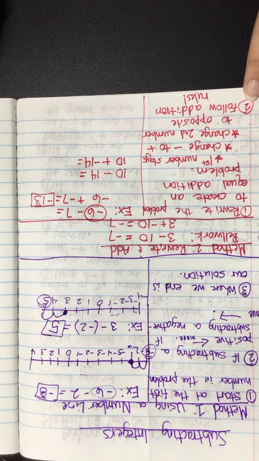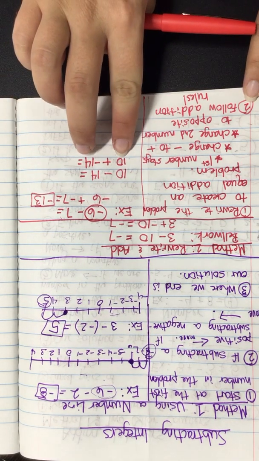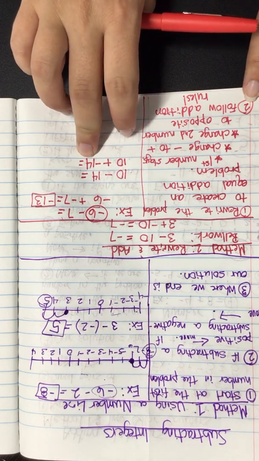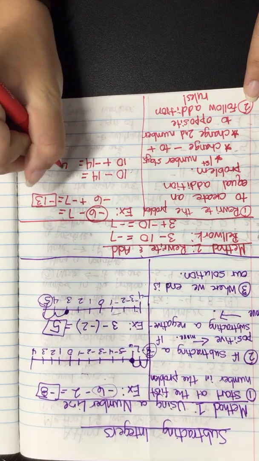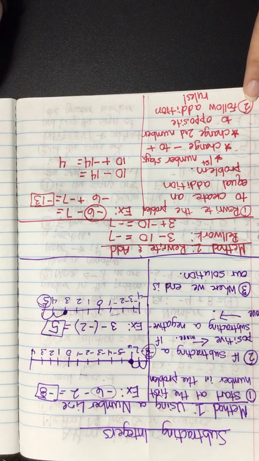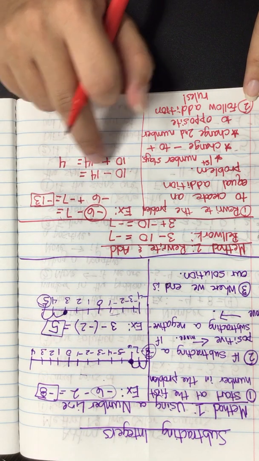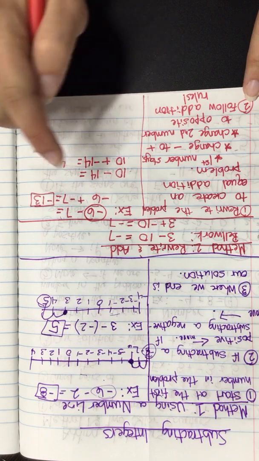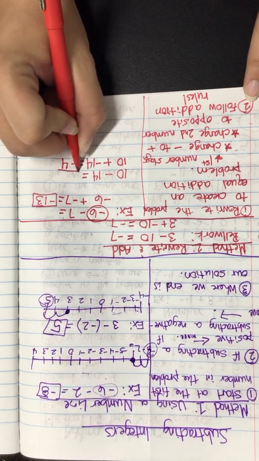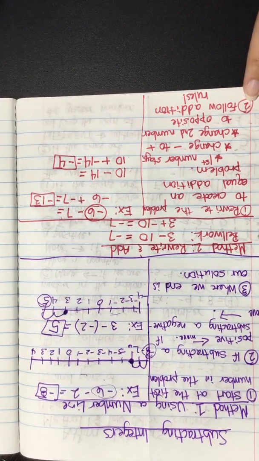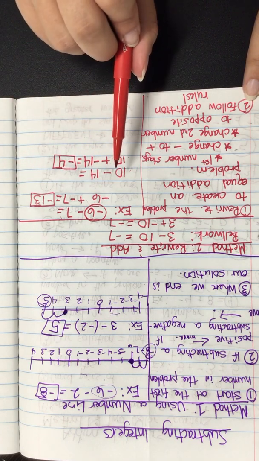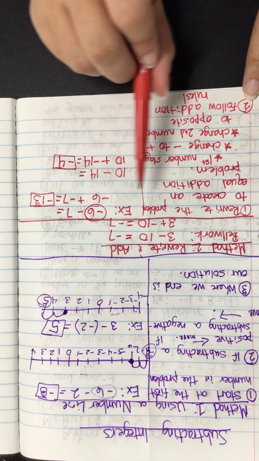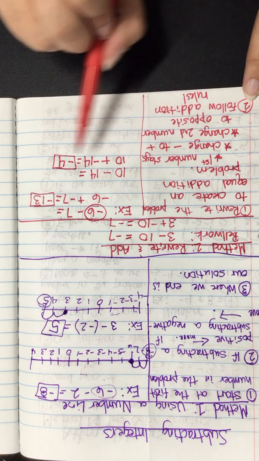10 plus negative 14. I have different signs. When I have different signs, I subtract. 14 minus 10 is 4. And I keep the sign of the number with the greater absolute value. So 14 is greater than 10. 14 is negative. So my solution is negative 4. If I were to solve this problem on a number line, I would start at 10. And I would go backwards 14. And I would end up at negative 4.